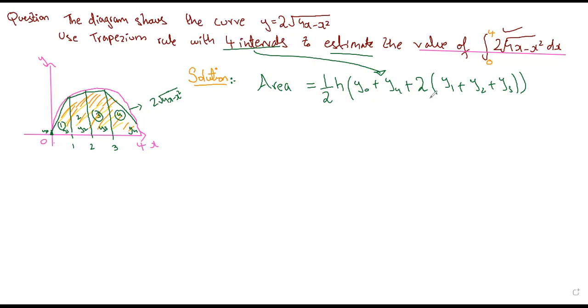This is the formula. We need to know the y's, okay, and we need to know the h. H is the base. H is basically the final x limit, that is 4, minus the initial x limit, that is 0, divided by number of intervals, that is 4. This is 1. So each base of each trapezium is 1. And we need to determine the y's now.